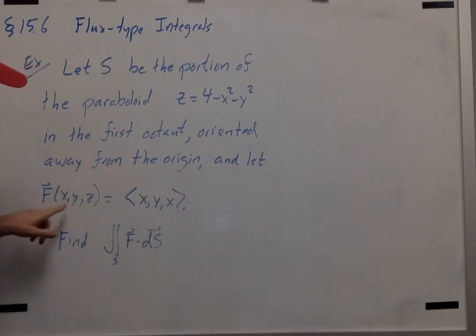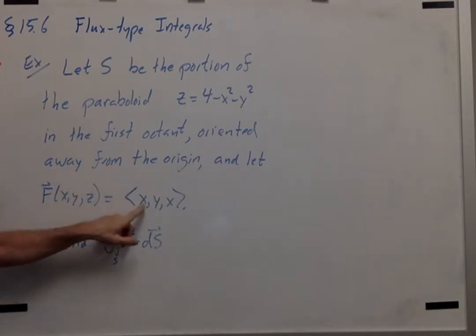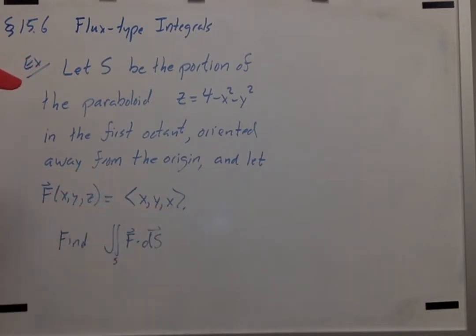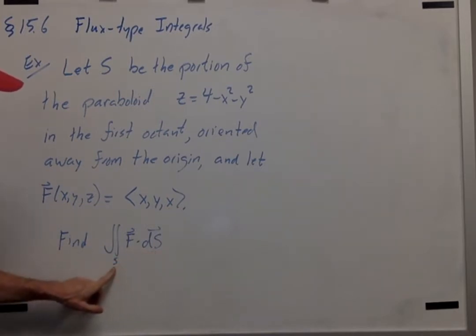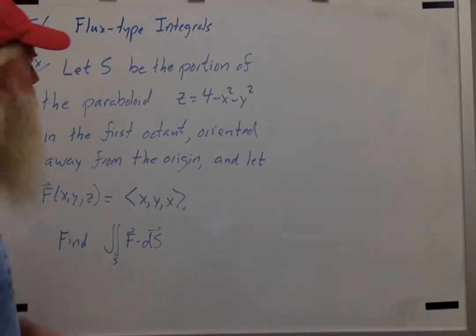And let the vector field F be given by x, y, x. Let's find the flux of that vector field through the surface. In other words, let's find the double integral over S of F dotted with big vector dS.